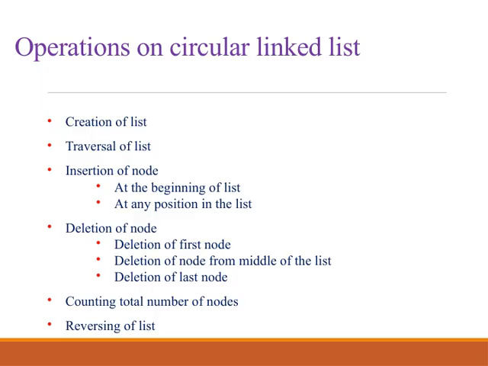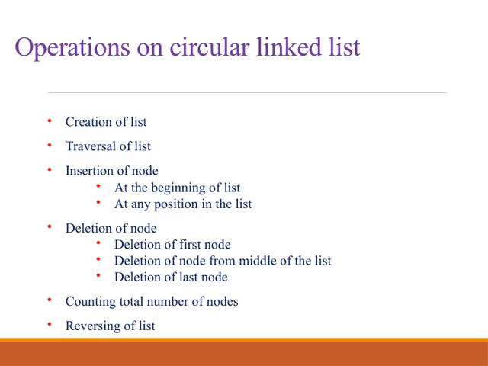Insertion is a key operation, and in a circular linked list, we can insert a node at the beginning, which updates the head and maintains the circular link, or insert at any position within the list, providing flexibility for dynamic data management. Deletion is equally important, and we can delete the first node, which involves reassigning the head, or delete a node from the middle, which requires carefully updating the previous node's link. Deleting the last node involves adjusting the node before it to point back to the head, preserving the circular structure.